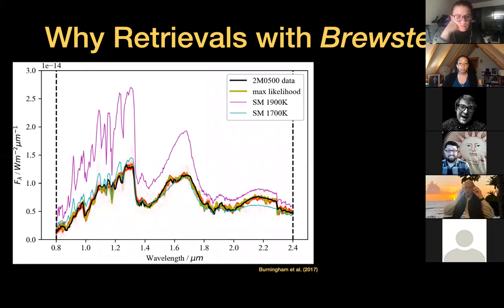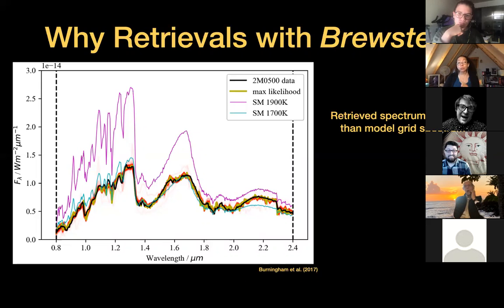And what we find is because of this freedom where you're putting in as minimal physics as possible, the retrieved spectra tend to do a better job at fitting the data compared to the self-consistent grid models. So here our data is in black, and this retrieved spectrum that comes out from the retrieval is in yellow. And you can see that's doing a much better job at fitting the data compared to the self-consistent Sonora and Marley grid models in magenta and aqua.